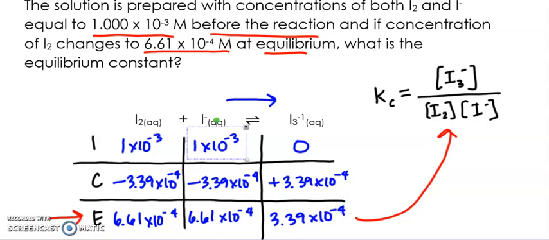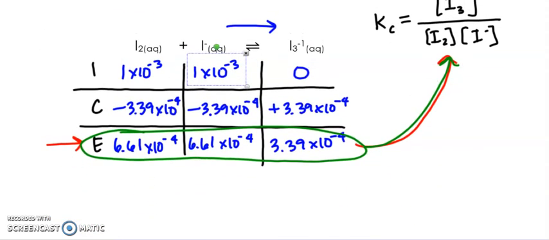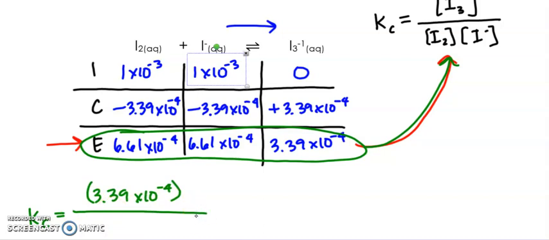Now we're going to take our equilibrium values right here and plug them into our equation to solve for Kc. We'll do that down here. Kc equals, my I3 minus is this 3.39 times 10 to the negative fourth. In my denominator, it's going to be this 6.61 times 10 to the negative fourth times itself. You could do squared if you want, or you can write it this way also.